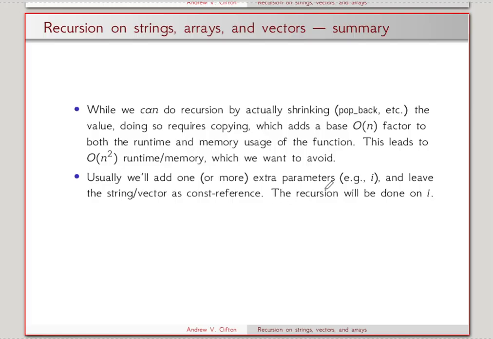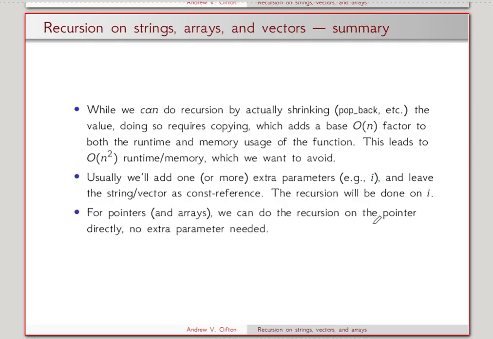So usually we'll add an extra parameter like the i or whatever there. Sometimes we'll need more than one, but at least one, and we'll leave the string or the vector as const reference. So the recursion will happen by incrementing or decrementing i there. If we're using arrays and pointers here, then you can just do the recursion on the pointer directly. You don't need an extra parameter because we can modify the pointer without making a copy of the whole thing there. All right, that's it for recursion on strings and arrays.